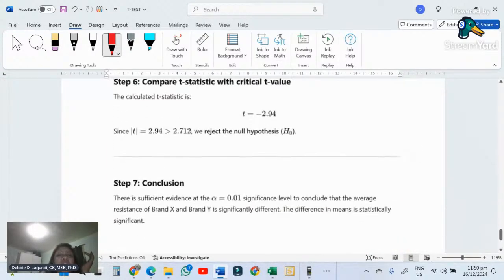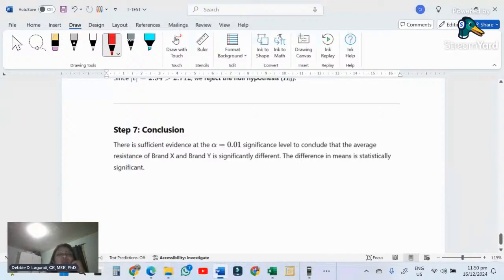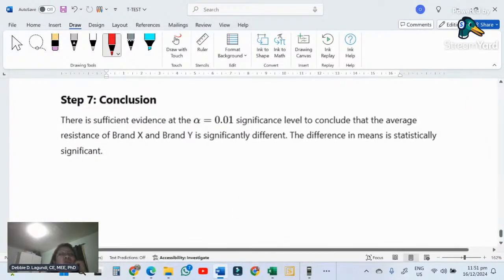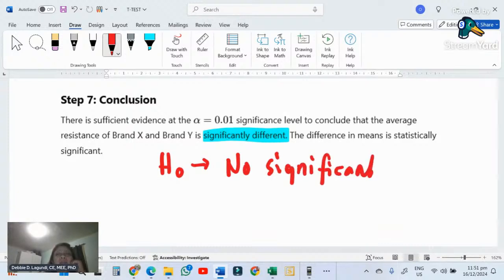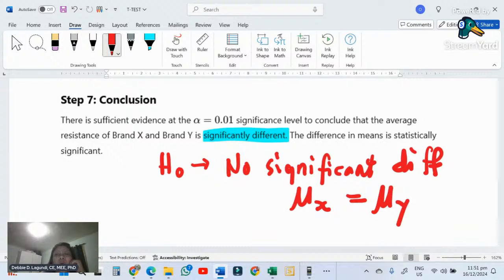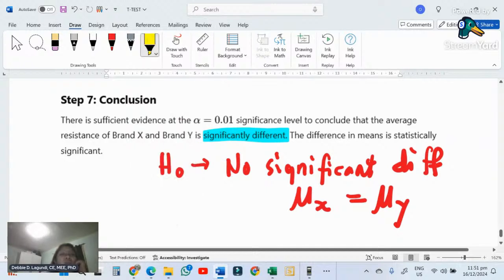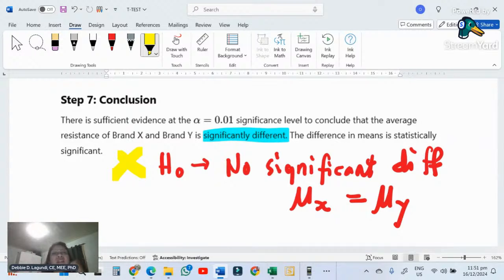Okay, let's go to the decision. There is sufficient evidence at the 0.01 significance level to conclude that the average resistance of brand X and brand B is significantly different. Significantly different. So it means that you have to accept the alternative. Because the null hypothesis says there is no significant difference, such that we said that mu of x is equal to mu of y. However, this was rejected, right? It was rejected because the alternative hypothesis says there is significant difference.